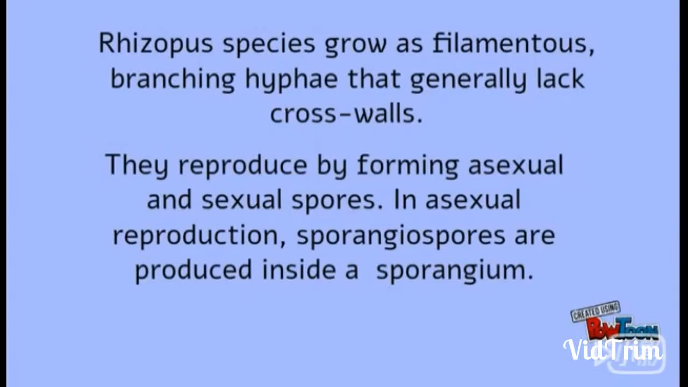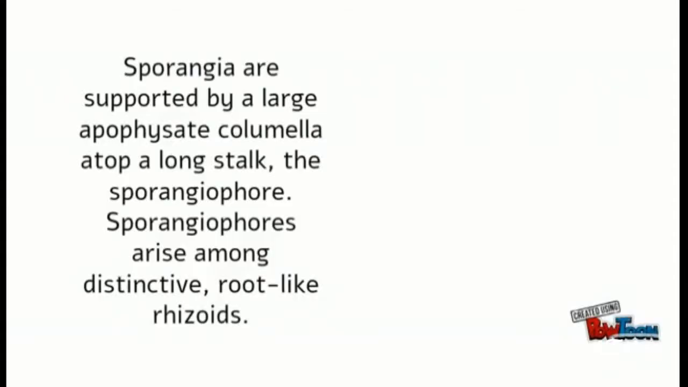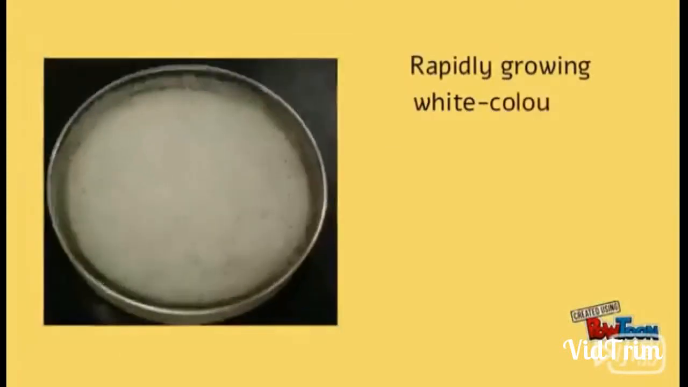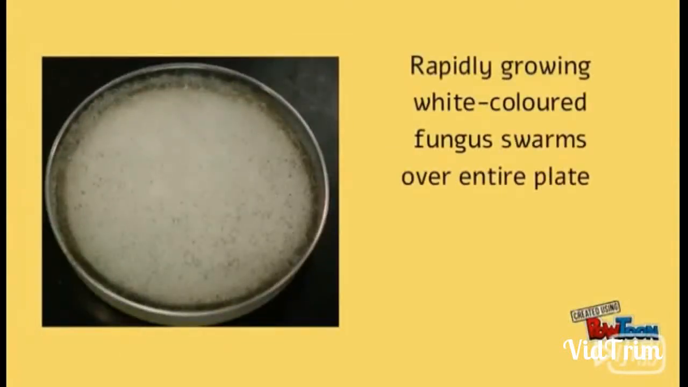In asexual reproduction, sporangiospores are produced inside sporangium. Sporangia are supported by a large apophysate columella atop a long stalk, the sporangiophore. Sporangiophores arise among distinctive root-like rhizoids. The rapidly growing white-colored fungus swarms over an entire plate area, with mycelium that is cottony and fuzzy.